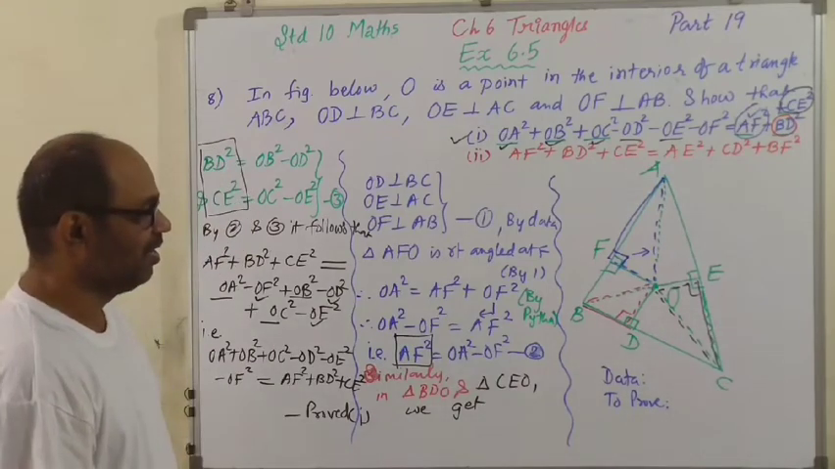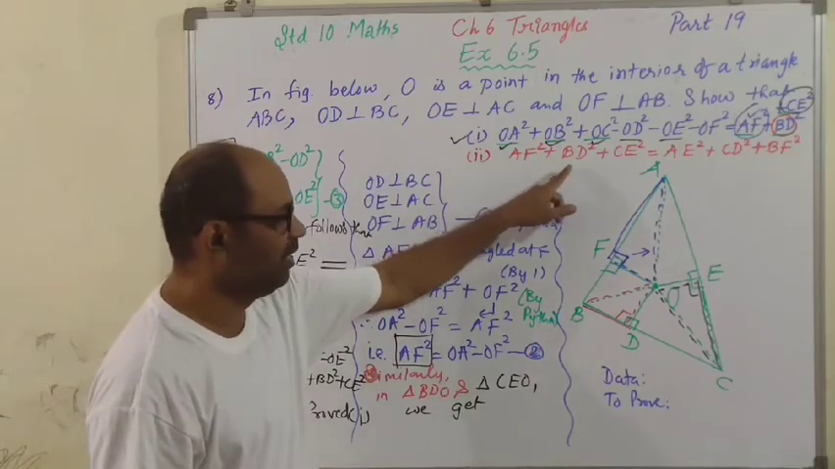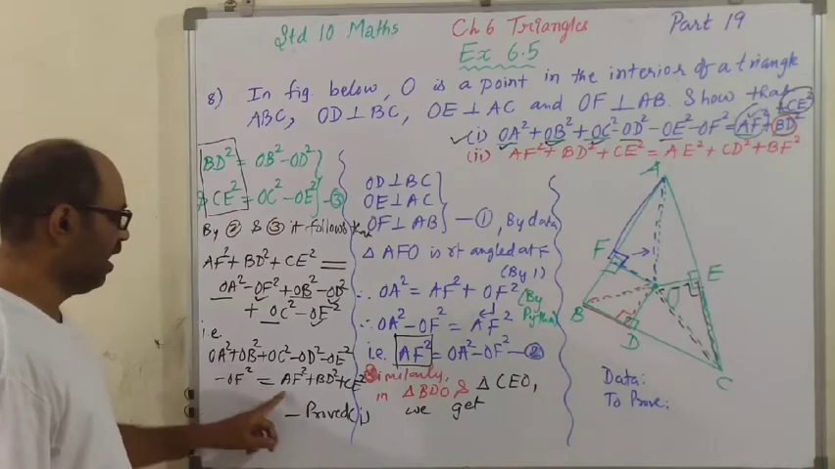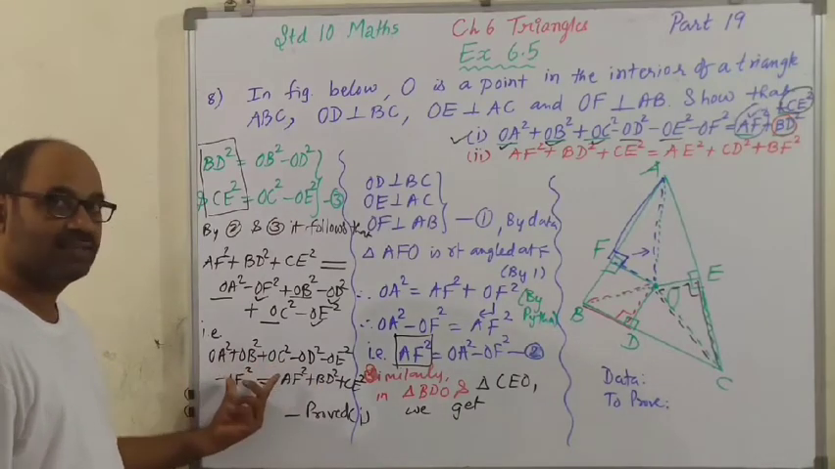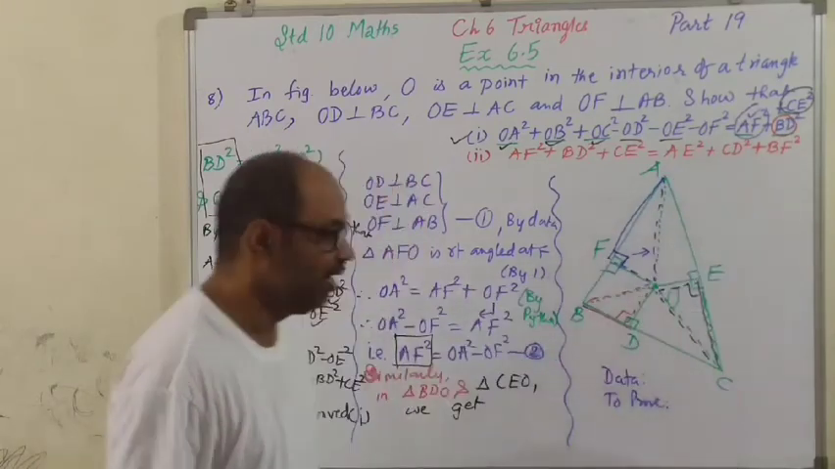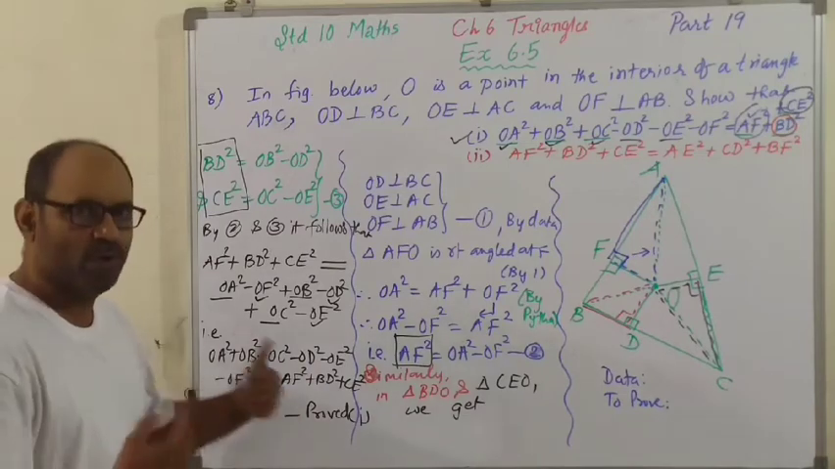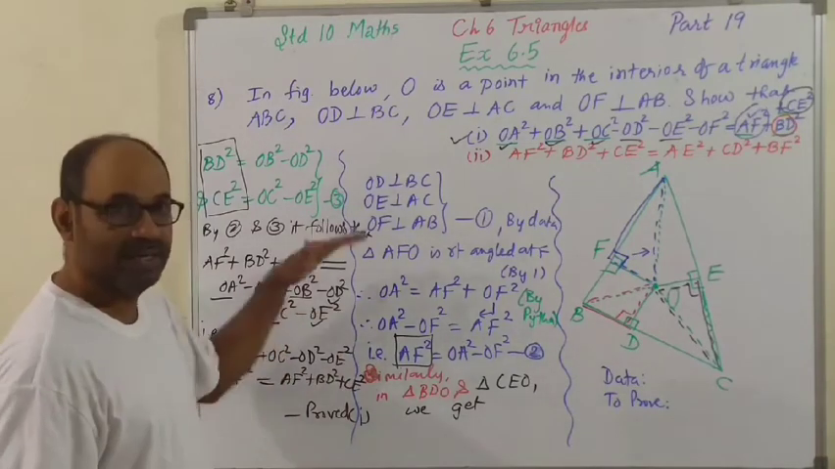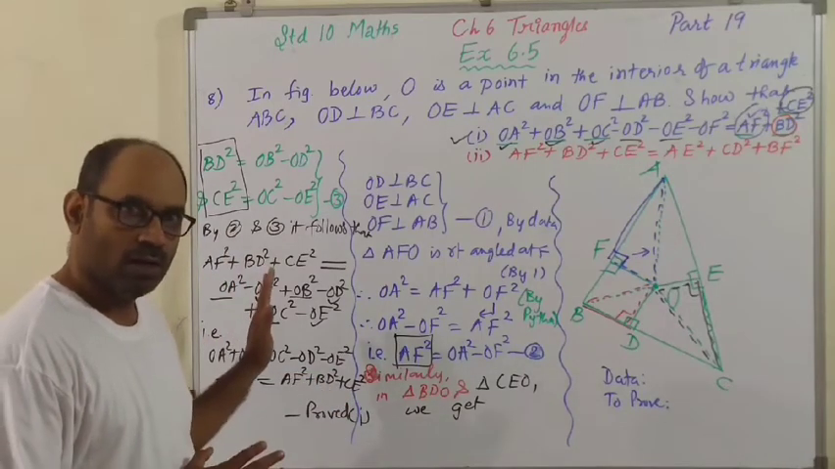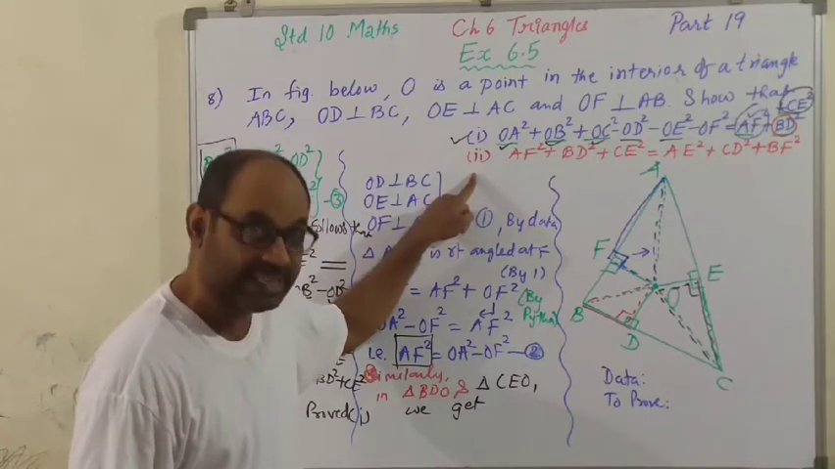Alright. Children, in second one, this is already there. See, AF square plus BD square plus CE square. What you have on right hand side? AF square plus BD square plus CE square is this. Now we'll show AE square plus CD square plus BF square is also same. So this is the result. Okay, I'll prove it again. Alright? Please be careful. Alright? I'm going to erase this part and now move forward to prove the second one.